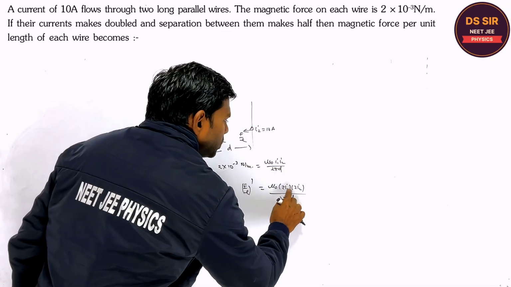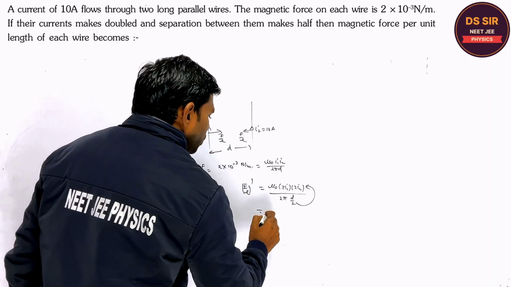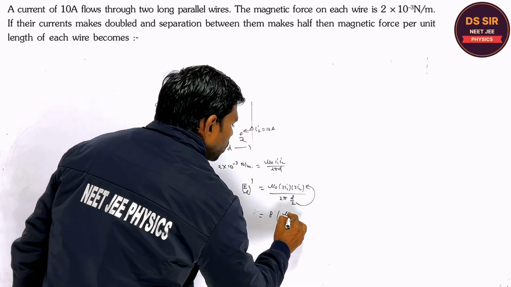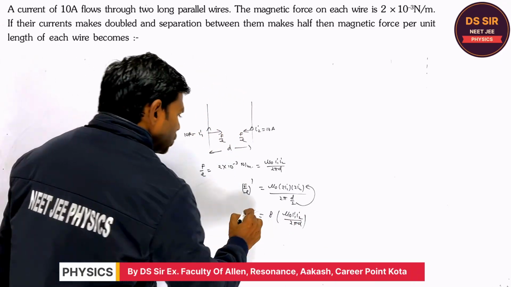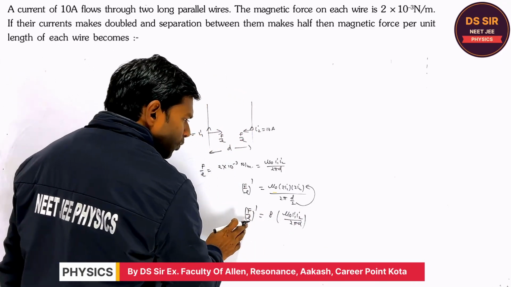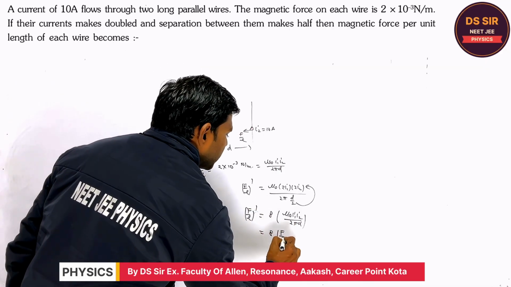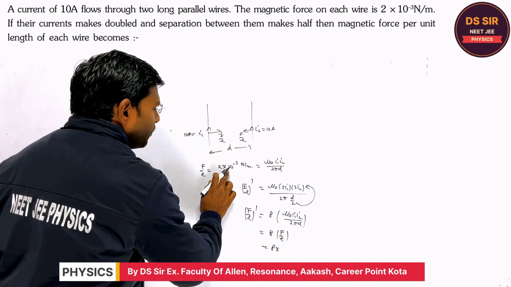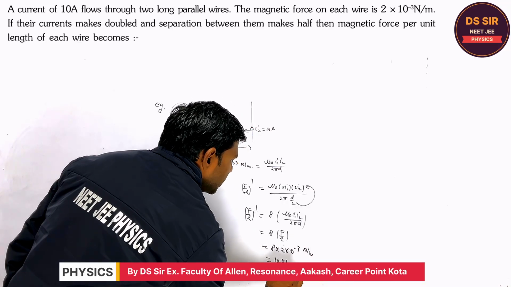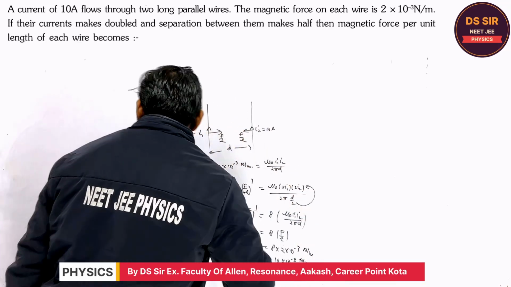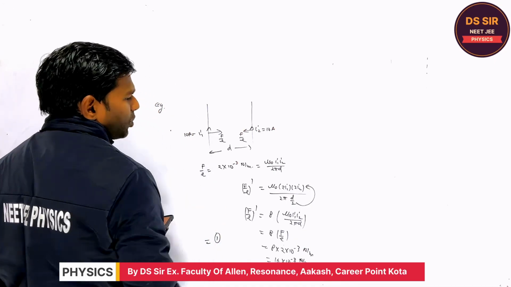Yes. 2 times 2 is 4, and this 2 comes in the numerator. So 2 into 2 into 2 is 8. 8 into mu naught I1 I2 upon 2 pi d. Right. So the new force per unit length becomes 8 times the initial force per unit length. What was that? It was given 2 into 10 to the power minus 3 Newton per meter. So it becomes 16 into 10 to the power minus 3 Newton per meter. Is it clear or not? Yes. So the first option is the correct option, right?